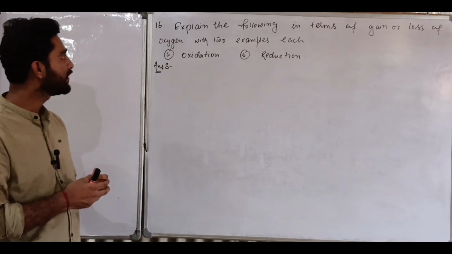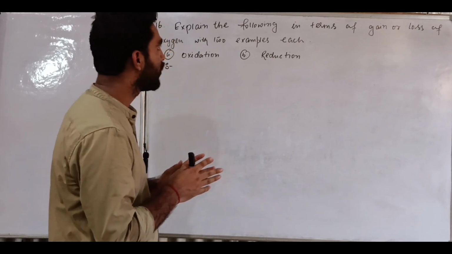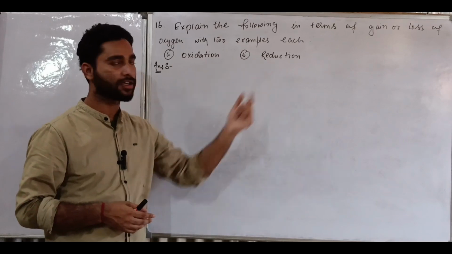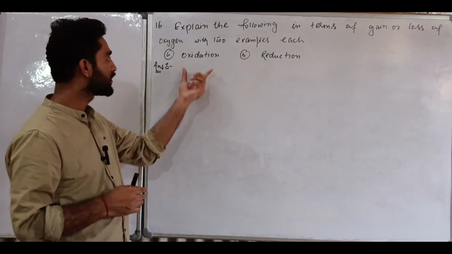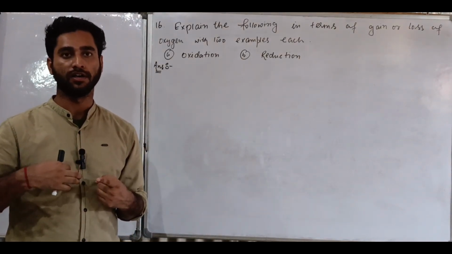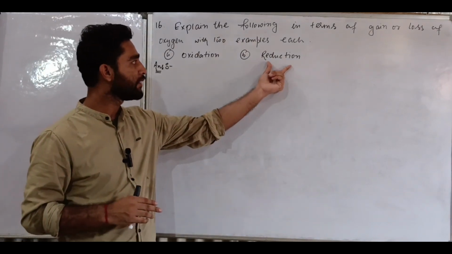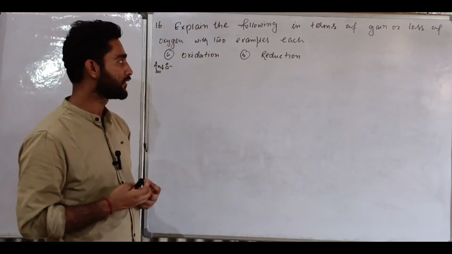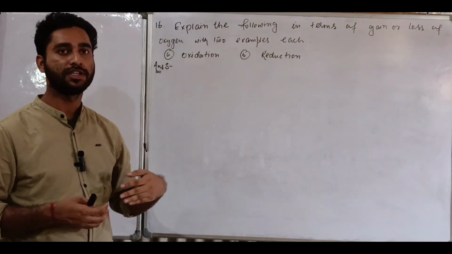Okay, now let's see the next question. Explain the following in terms of gain or loss of oxygen with two examples each. So we have to define the oxidation and the reduction reactions in terms of their gaining or losing of oxygen. We know that this oxidation and the reduction we can define in various ways. Oxidation means the gaining of oxygen is called oxidation, or we can say the removal of hydrogen is called oxidation. In the same way, the losing of oxygen is called reduction and the gaining of hydrogen is called reduction. So we have to define this oxidation and the reduction in terms of their gaining or losing capacity of oxygen.